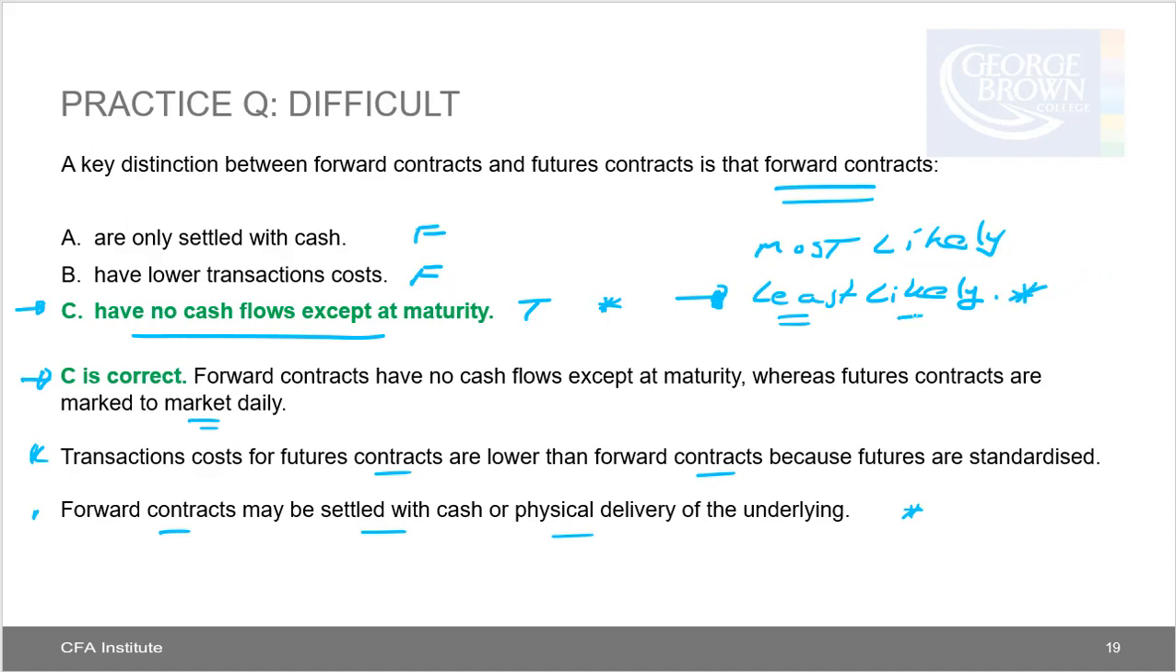And that's why it's very important to read the question very carefully and even sometimes underline the key words. Like here, I might underline forward contracts. I read it as a sentence. Forward contracts are settled with cash? False. Forward contracts have lower transaction costs? False. Forward contracts have no cash flows except at maturity? True. Okay, C must be right. That's the true that I'm looking for. If it's the least likely, I'm looking for the false.